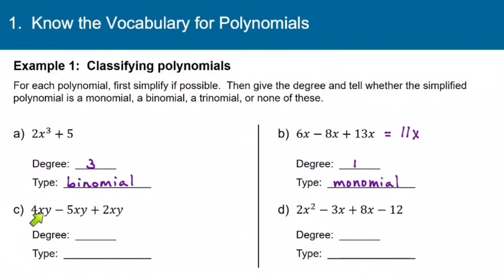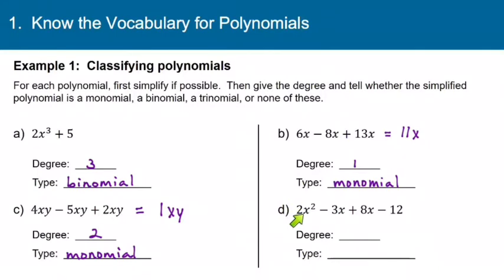On part C, we have 4xy minus 5xy plus 2xy. Because these are like terms, we should combine the terms before we try to classify anything. So 4xy minus 5xy is negative 1xy, and negative 1xy plus 2xy is 1xy. Now, this term has two variables, so remember the degree is going to be the sum of the exponents on the variables. So the exponents here are 1 and 1, so the sum of those two exponents is 2, and therefore the degree is 2. And because this is only one term, this is a monomial.